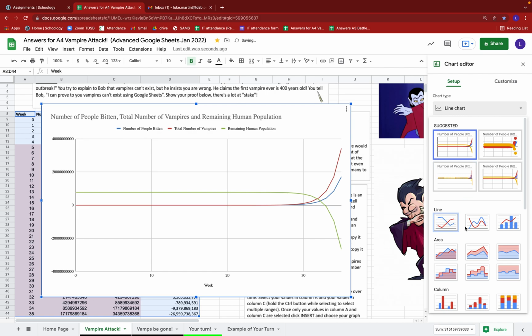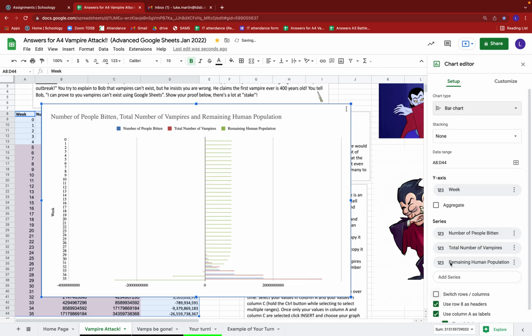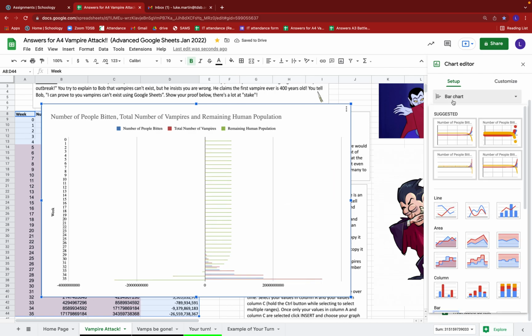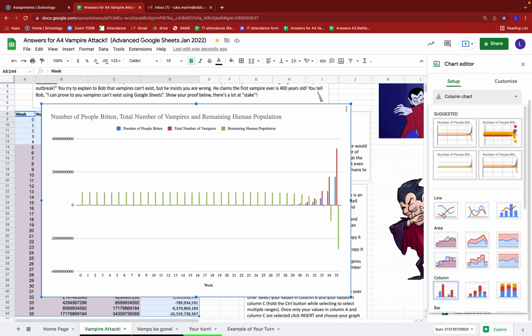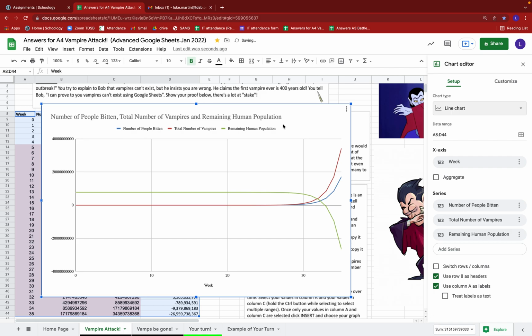But if it didn't, if it picked something else, like let's say a bar chart or a column chart, any of these things, you can see how quick the computer is at switching back and forth between chart types. Then just switch it back to a line, because the line graph again shows the change over time, and that's what we're going to be most interested in.